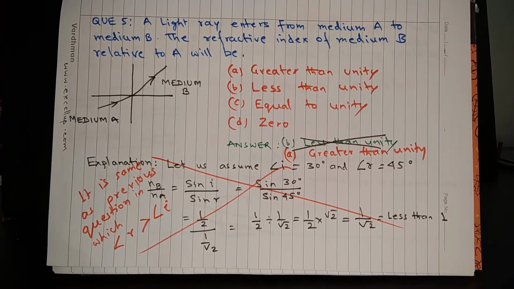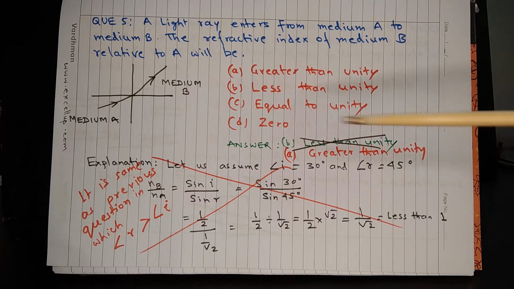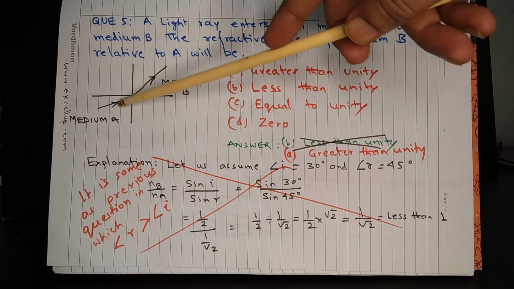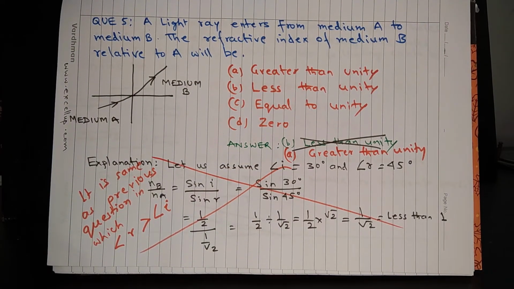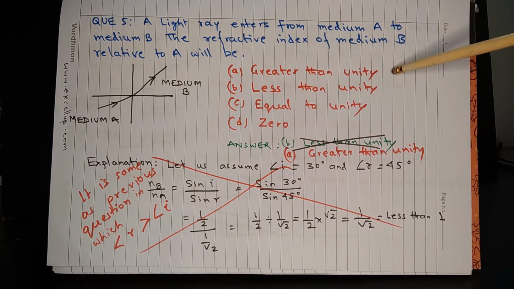Question 5. A light ray enters from medium A to medium B. The refractive index of medium B relative to A will be: A, greater than unity; B, less than unity; C, equal to unity; and D, 0. So this figure is similar to the figure in the previous question, because here also the angle of incidence is greater than the angle of refraction, and because of this the answer will be A, greater than unity.